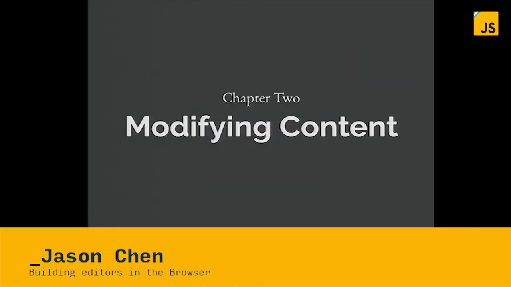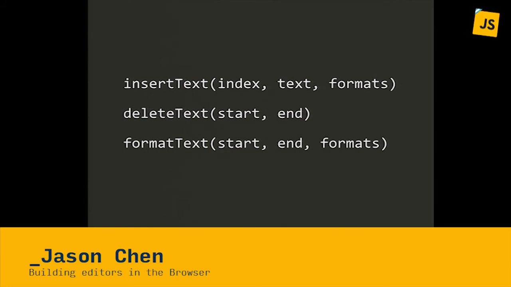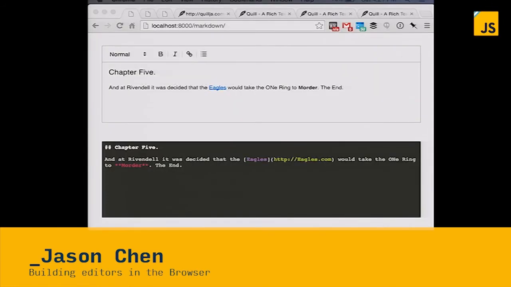So next I'll talk about modifying content. There are 3 main functions for that. You can insert text, delete text, and format text. And for all 3 of these, I think the API is pretty intuitive, and I'll just demonstrate them.